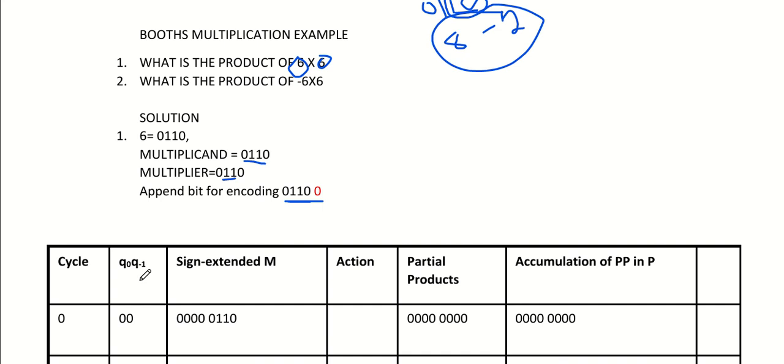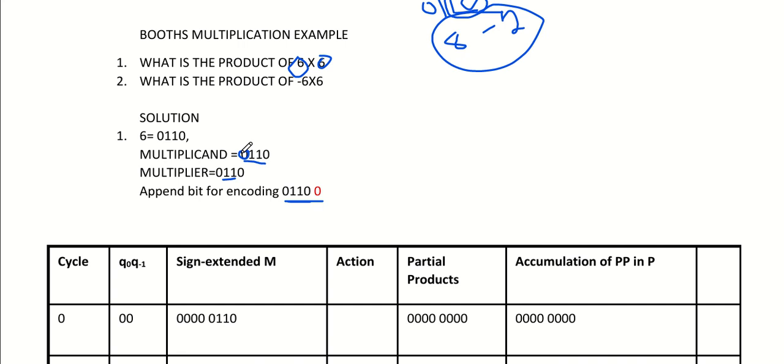So here's what each one means. The cycle tells the step we are on. Now the Q0, Q minus 1 bits is saying take the last two bits, and those last two bits will depend on where you are in the algorithm. Then the sign extended M is a bit tricky, so take notes. When your multiplicand starts with 0 and you are sign extending it, then you have to pad with zeros to make up for the architecture you're using.